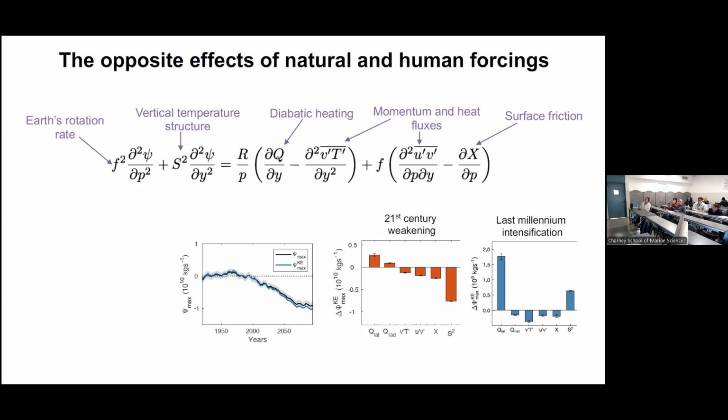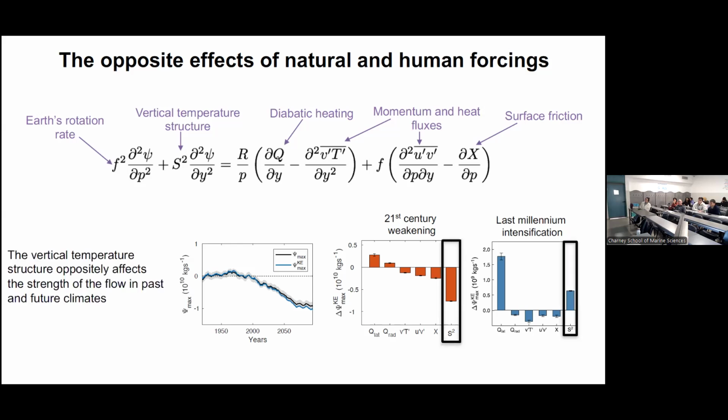And I want you to look at two things. For example, the weakening, and this is related to what you asked, is mostly driven by changes in the vertical temperature structure. You can see this red line here, this S squared. The intensification by natural agents is due to two terms. One is related to diabatic heating, and the other is also this S squared. So it seems that human activity and natural agents have opposite effects on the circulation, partially by having opposite effects on the vertical temperature structure, okay?